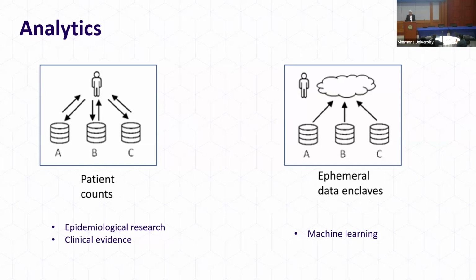But for any deeper analytics, and especially for things like machine learning, you want the data to be available at the patient level, aggregated in a single place, so that you can do the analytics. Even though you can do federated machine learning, it's much, much easier if the data is all available in one place. And so I'll talk about ephemeral data enclaves, which allow the network to push data for a particular study into a central place where you can then do analytics.